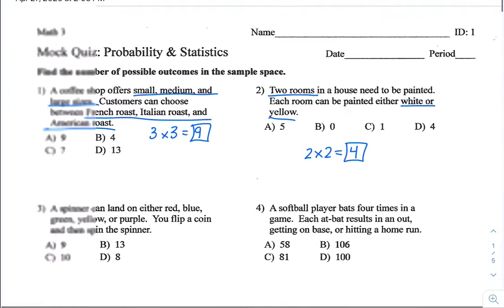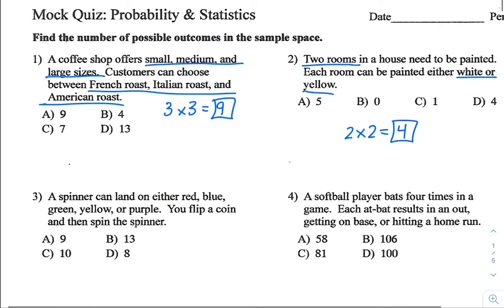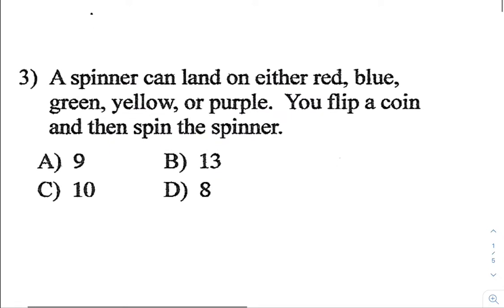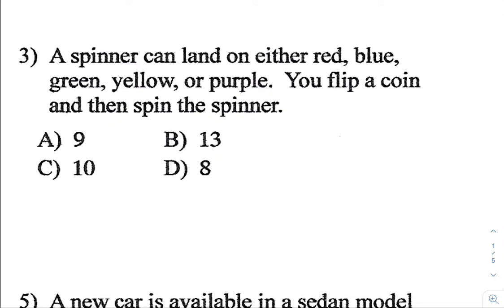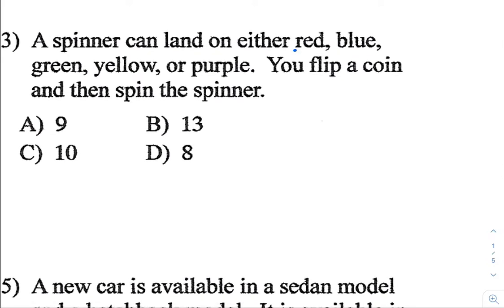Number 3. In this problem, you have a spinner that can land on either red, blue, green, yellow, or purple. That's going to be 5, right? So 5. And you flip a coin. So flip a coin and then the spinner. So 5 total for spinning. How many options for flipping a coin? 2. So 5 times 2, which is going to give you 10.